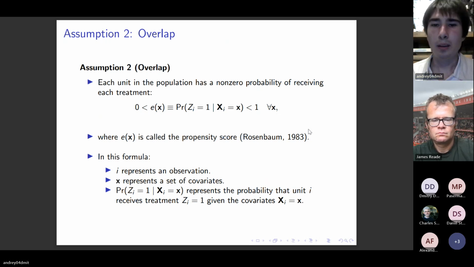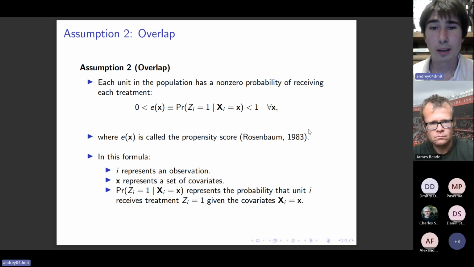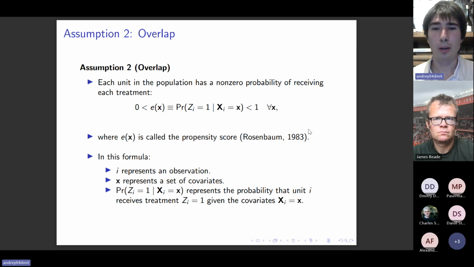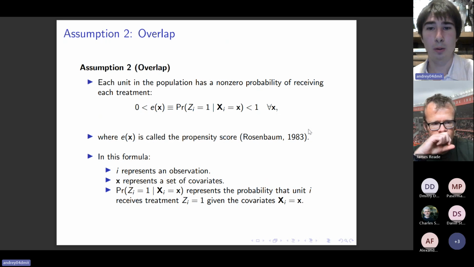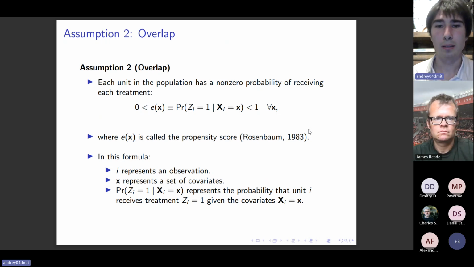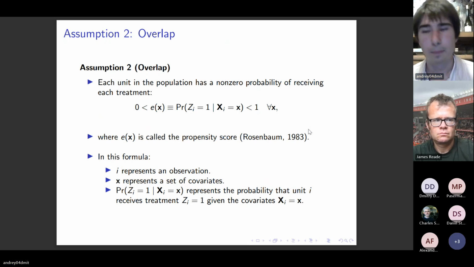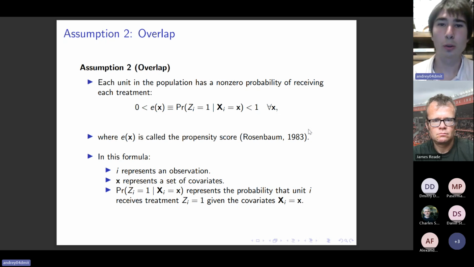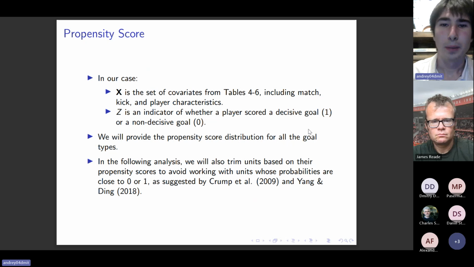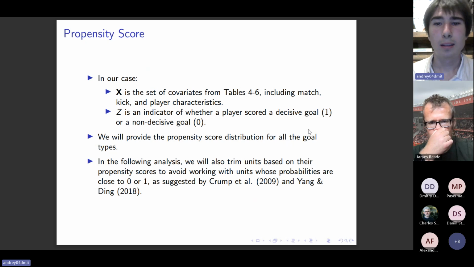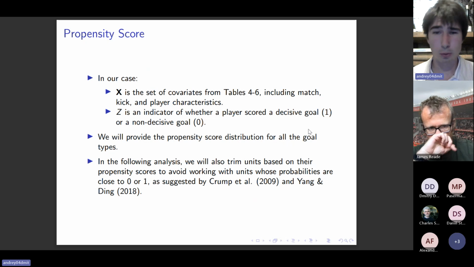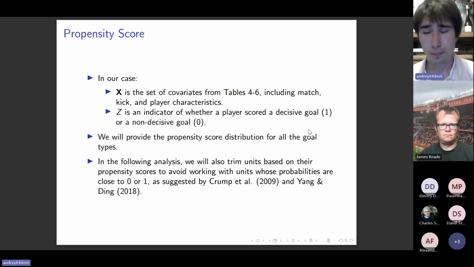And in this case, E represents an observation again, and X represents a set of covariates. So the probability of scoring a decisive goal based on a specific set of covariates is called the probability that unit E received the treatment, ZE equals 1. So it is the propensity score. And we need to ensure that this is not close to 1 or 0. We'll provide the propensity score distributions for all the goal types later in the appendix section. And in the following analysis, we'll also trim units based on their propensity scores to avoid working with units whose probabilities are close to 1 or 0, as suggested by Crump and Imbens and Dean.